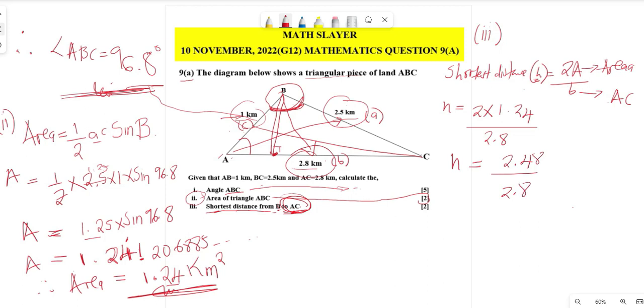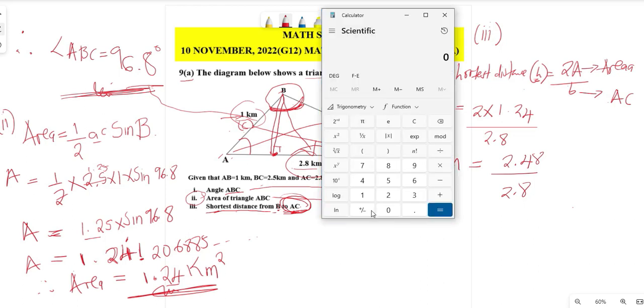From here, it is just a matter of dividing. Let me use my calculator. We are dividing 2.48 by 2.8. Our answer is 0.8857. Remember we need to round this off to 3 significant figures, with reference to the instruction on the cover page.